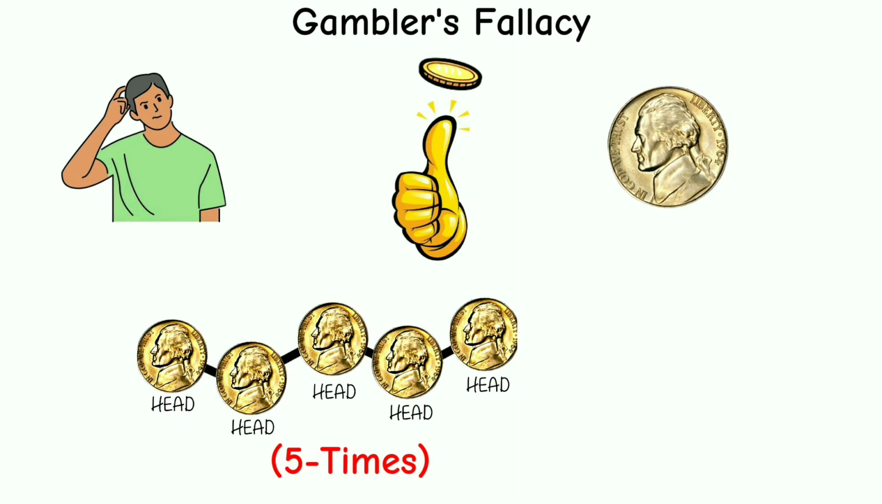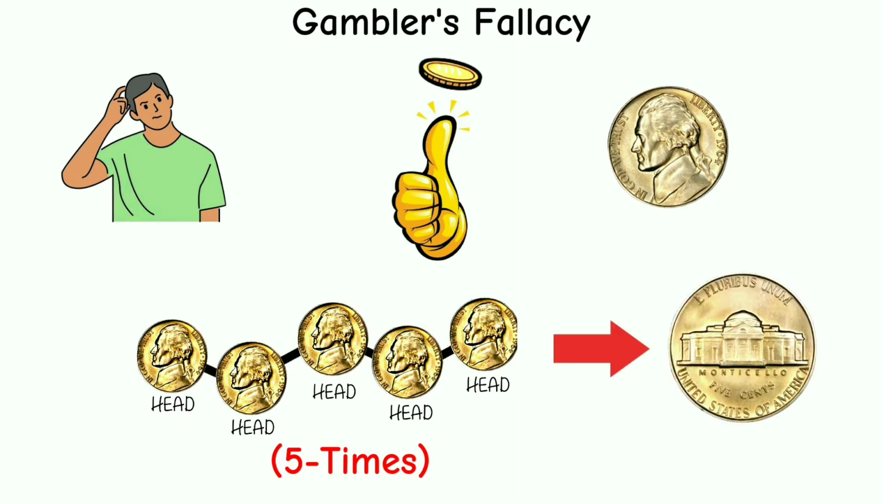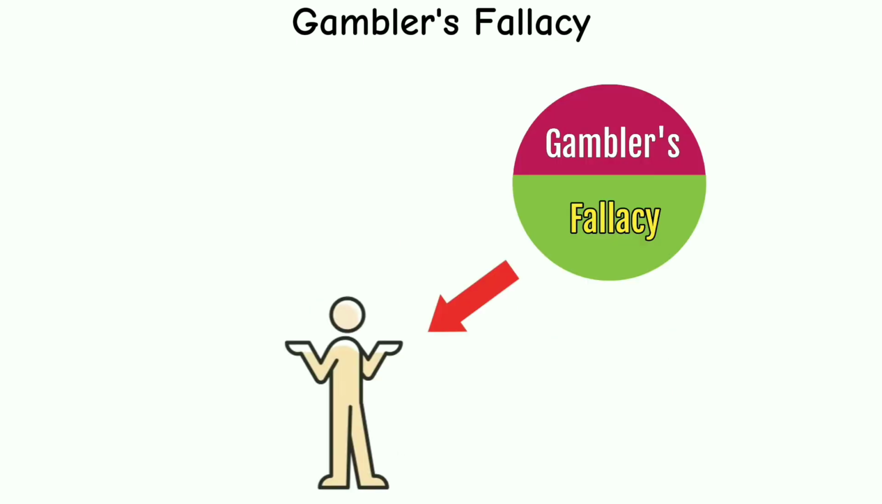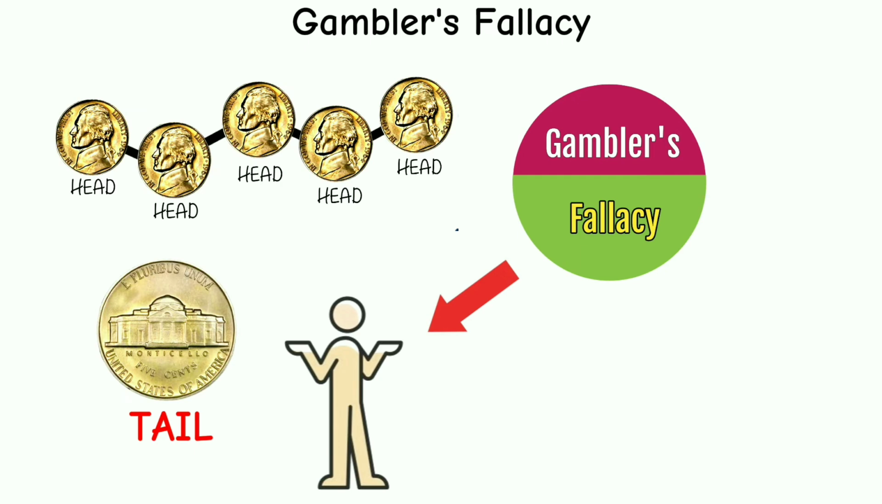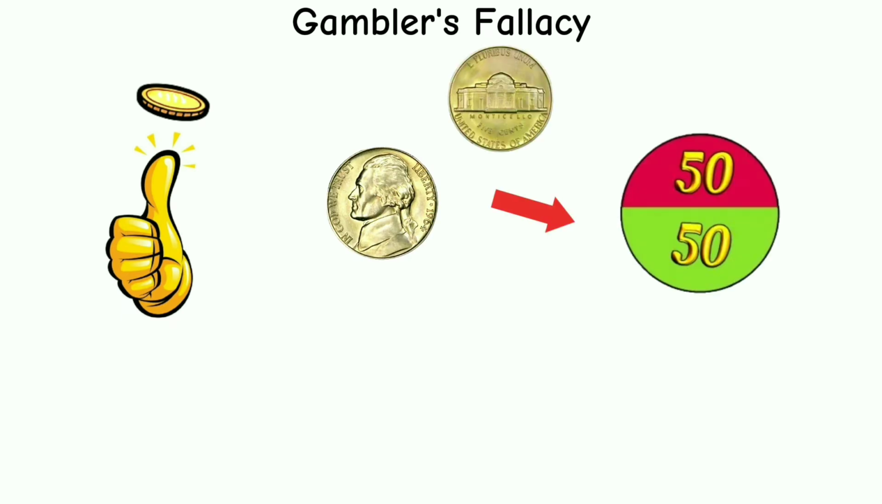The gambler's fallacy. Have you ever thought that a coin toss, after landing on heads 5 times in a row, is due to land on tails next? This common belief is known as the gambler's fallacy, where we mistakenly assume that past outcomes influence future ones in random events. In reality, each flip is independent, with the chances of landing heads or tails remaining 50-50 every time, regardless of previous results.